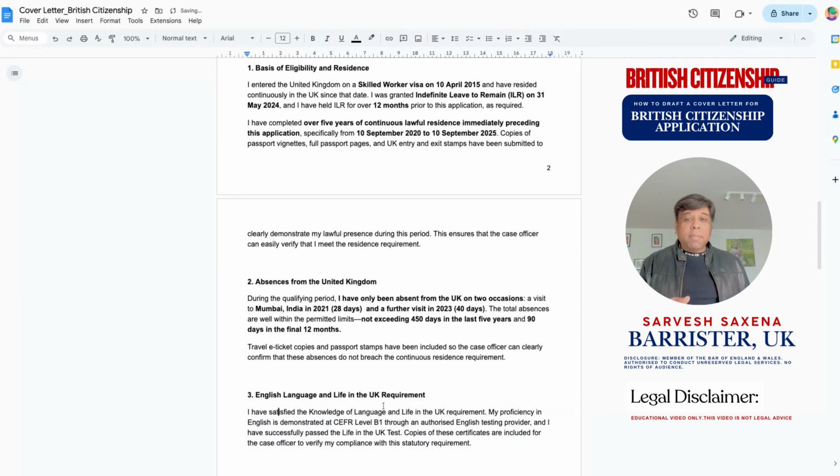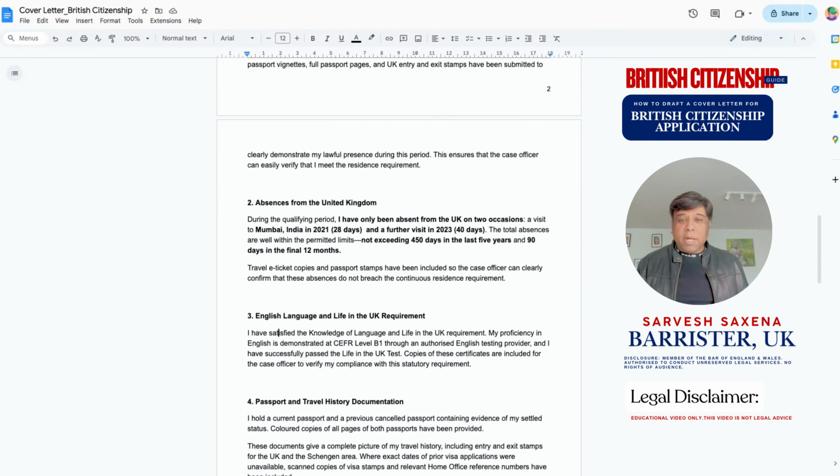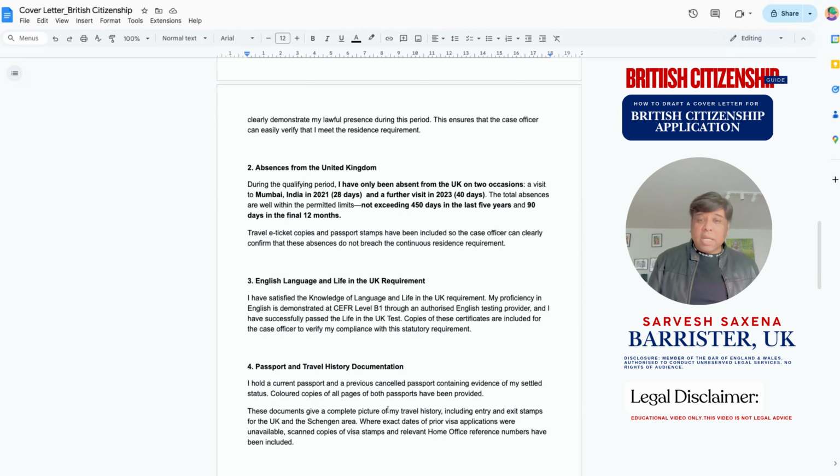that I am claiming exemption based on the age because I'm above the age of 65. You can claim that I'm claiming exemption. And as far as how to prove I'm above the age of 65, you say you can see the proof of my age through my passport copy in which the age is already written. That's it. Now, the next part is passport and travel history documentation.